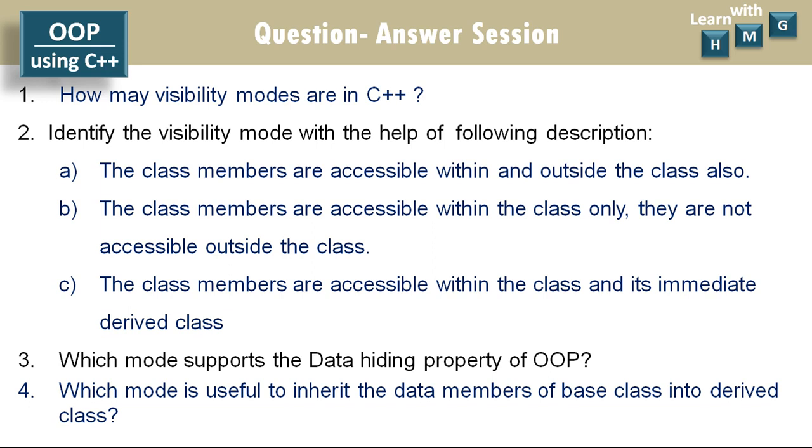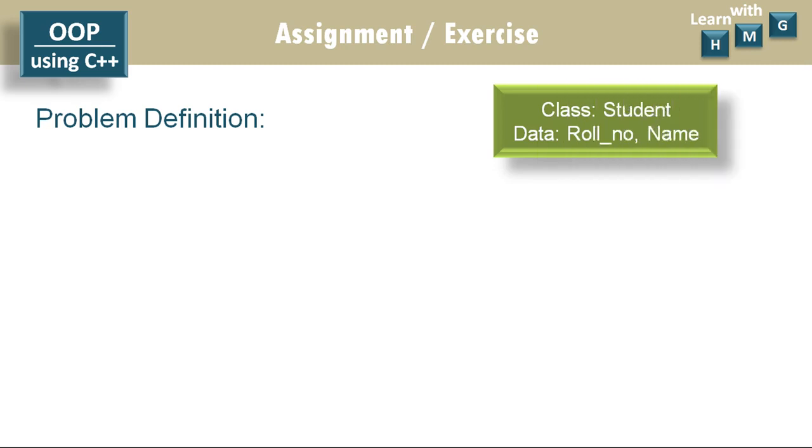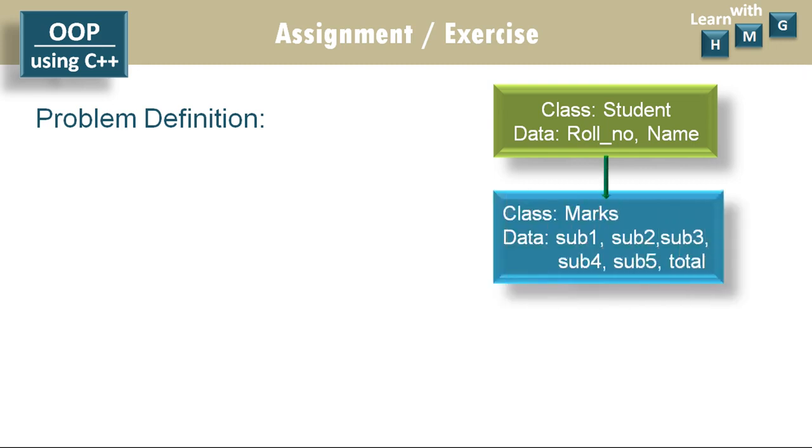Let us have an assignment or exercise for you. The problem definition is like this. There is one class student having two data members, roll number and name. Then the marks class is derived from student class. There are 6 data members, sub1, sub2, sub3, sub4, sub5. These are the marks of 5 subjects, and total.